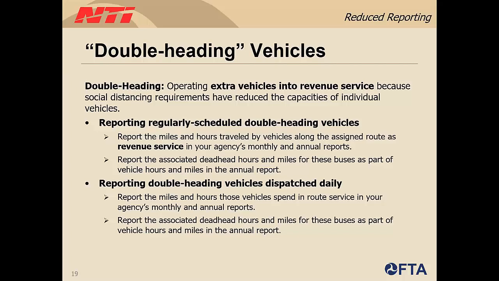Some agencies may be double-heading vehicles. This is when an agency operates extra vehicles in revenue service because social distancing requirements have reduced the capacities of individual vehicles. For reporting regularly scheduled double-heading vehicles, report the miles and hours traveled by vehicles along the assigned route as revenue service in your agency's annual report. For reporting double-heading vehicles dispatched daily, report the miles and hours those vehicles spend in route service in your agency's annual report.